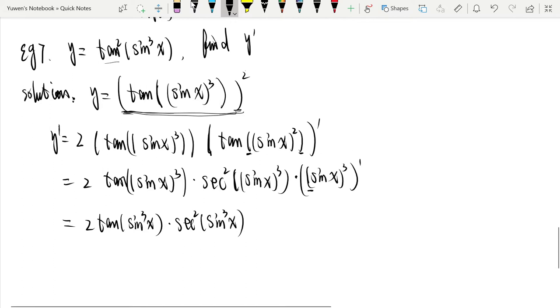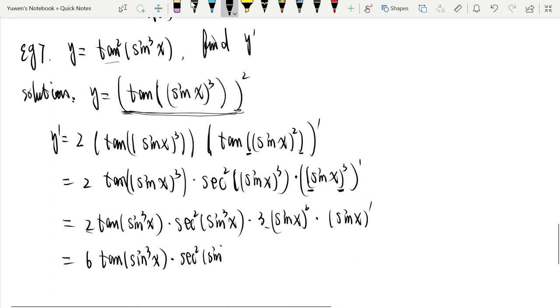Now for this bracket, that is something cubed, so that is 3 sine x squared, and then take the derivative in the bracket. Okay, that is 2 and 3, 6 tangent sine cubed x times secant squared sine cubed x, and sine squared x, and the last derivative is cosine x. That's all. After we get rid of the last bracket, then we are done.